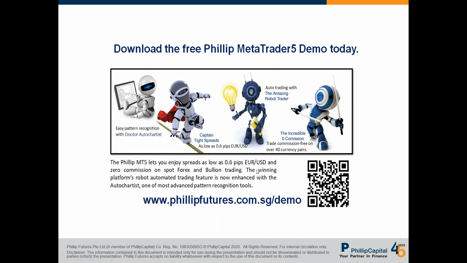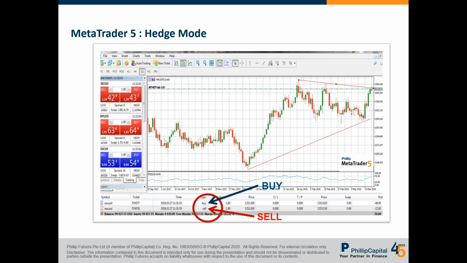Okay, so now the forefront of Phillip Futures platform is MT5. So this is a multi-asset platform, meaning it has Forex, CFD, bullion, such as your gold and silver trading. Now, the beauty of this platform is the ease of use, and this is also available on mobile phone trading.